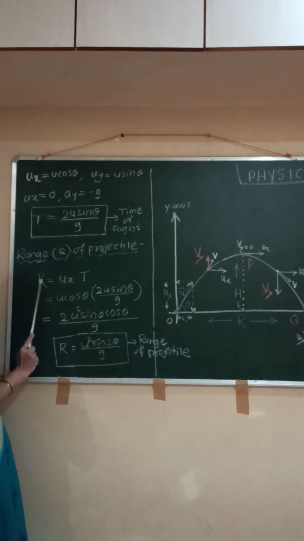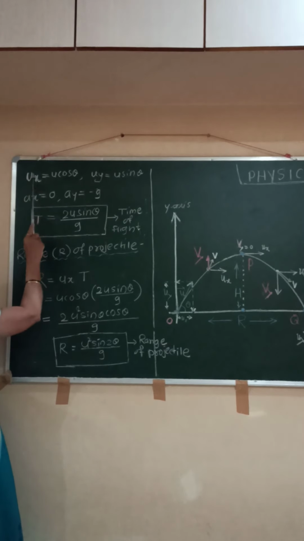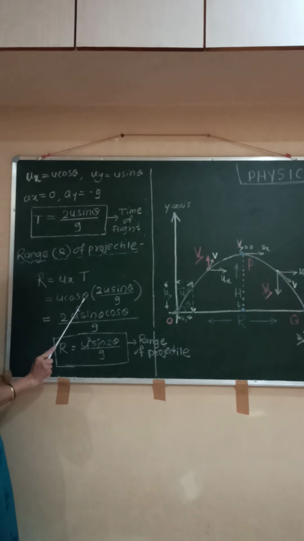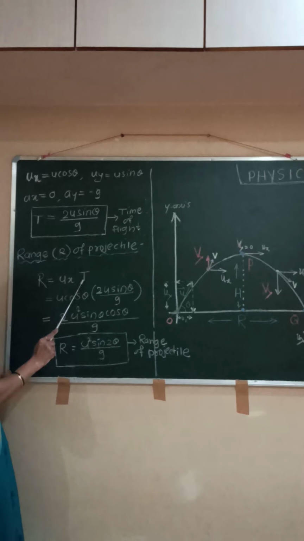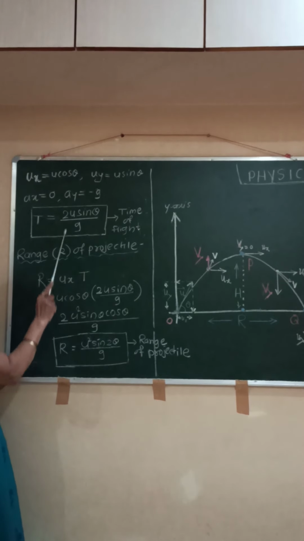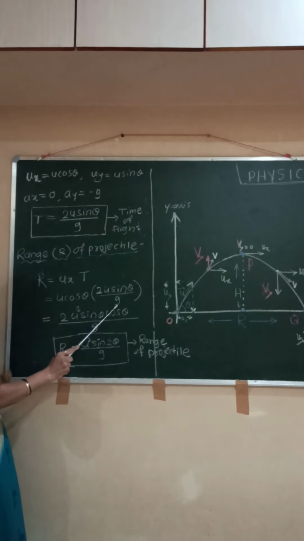So R becomes ux into t. We know what is ux. ux is equal to u cos theta. We know the time of flight. The time of flight चं इक्वेशन काय आहे? 2u sin theta upon g.